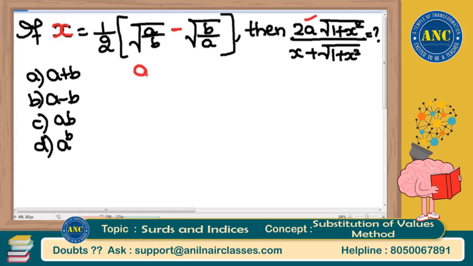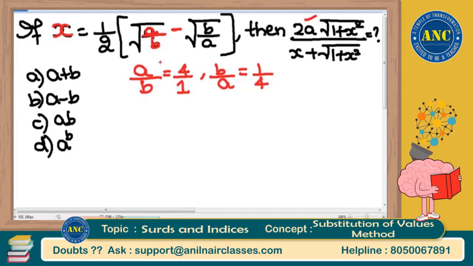Suppose for example a by b, I will take it as 4 by 1. Sir, why 4 by 1? Because the square root of 4 by 1 is 2 by 1, which is nothing but a whole number. If a by b is 4 by 1, b by a will be how much? 1 by 4, right? B by a will be 1 by 4.